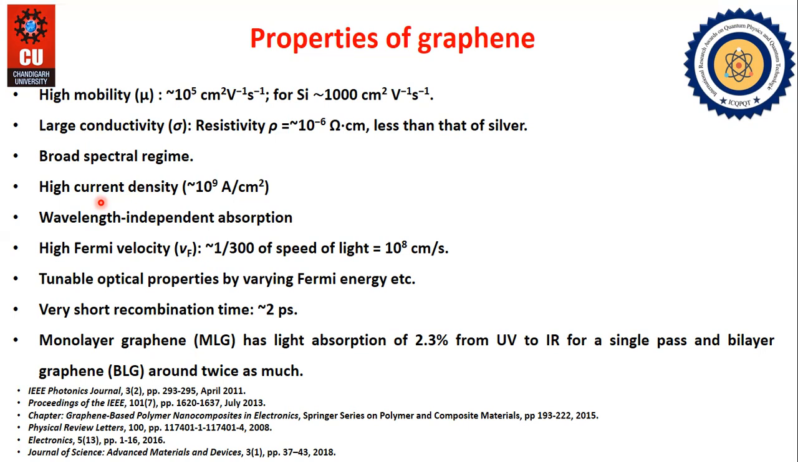Also, a single layer of graphene can absorb 2.3% of the incident light from the ultraviolet to the infrared region for a single pass, and a bilayer will absorb twice as much, and so on. And in graphene, electrons move much faster than normal electrons, meaning they have a high Fermi velocity, which is 1/300 of the speed of light.